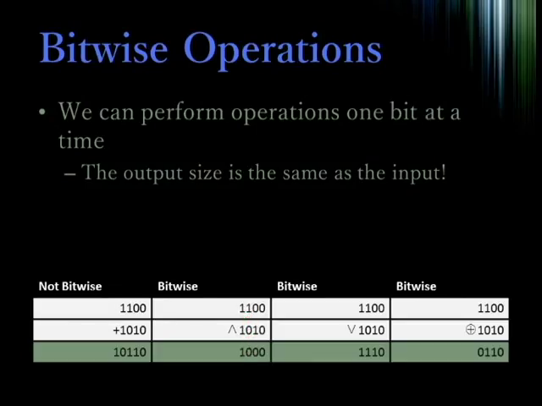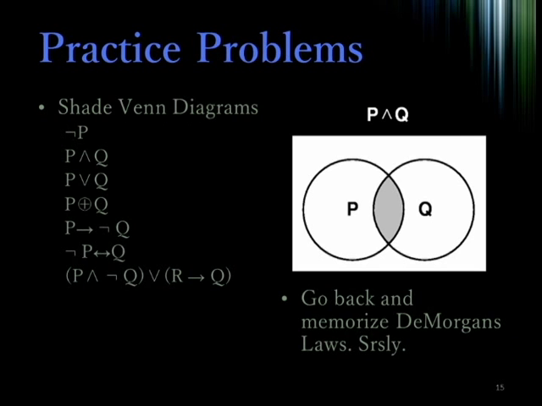We can perform bitwise AND, bitwise OR, or bitwise XOR. Of importance is that when we are performing bitwise operations, both numbers must be the same length, and indeed, the output will also be the same length. That is all for formal logic, so please examine these practice problems that I've provided.